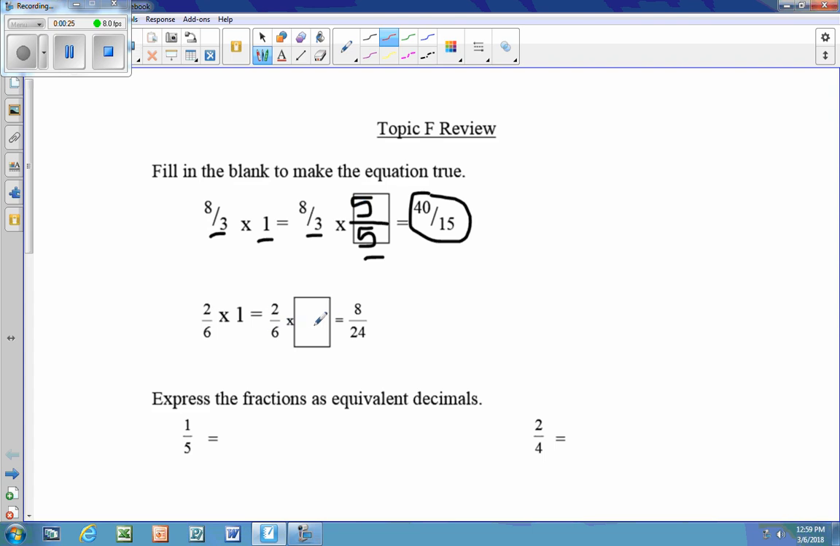Next, 2/6 times what? So 2 times what will get me to 8? And the answer is 4. And 6 times what will get me to 24? That's 4. This whole thing right here equals 1, and that would be my answer.